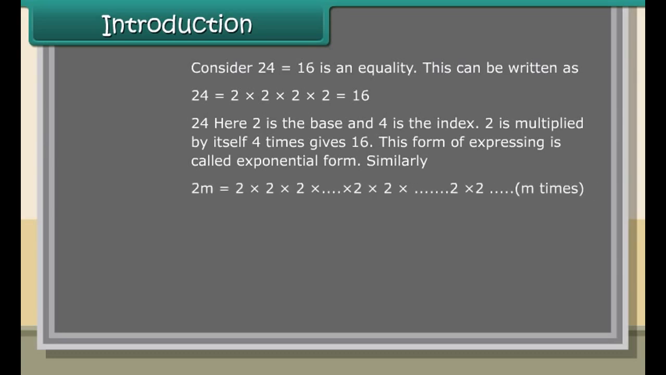Similarly, 2^m is equal to 2 × 2 × 2 and so on, 2 × 2, m times. Here 2 is the base and m is called the exponent, power or index.